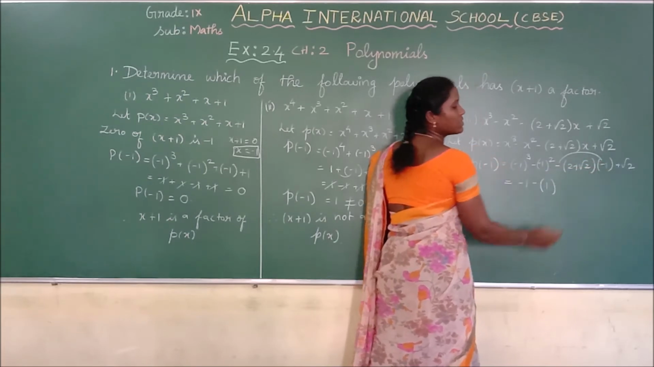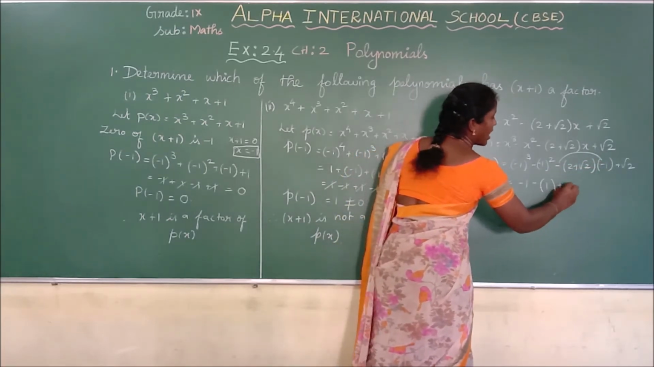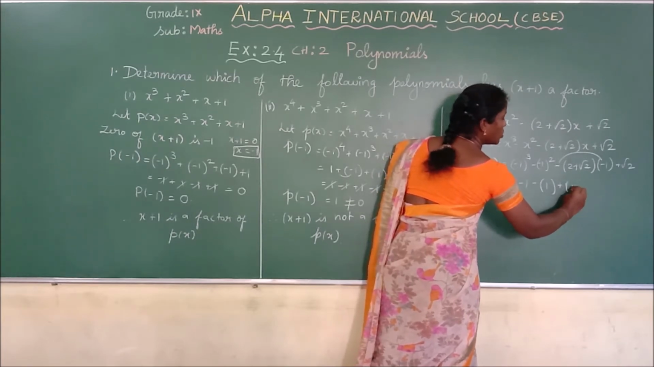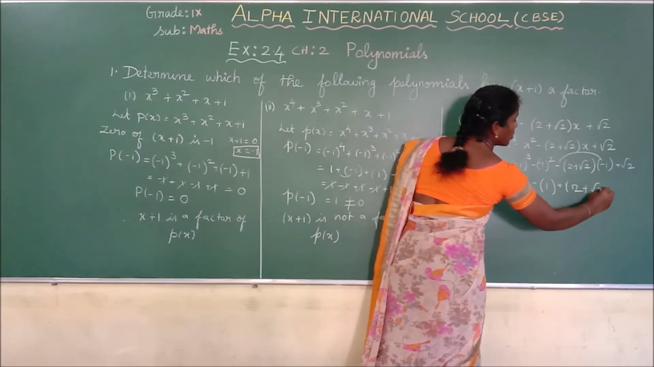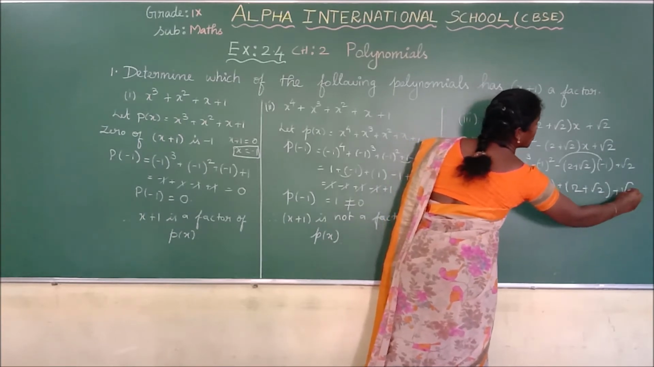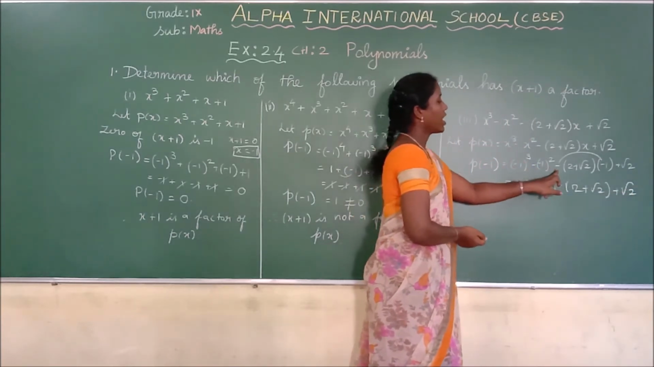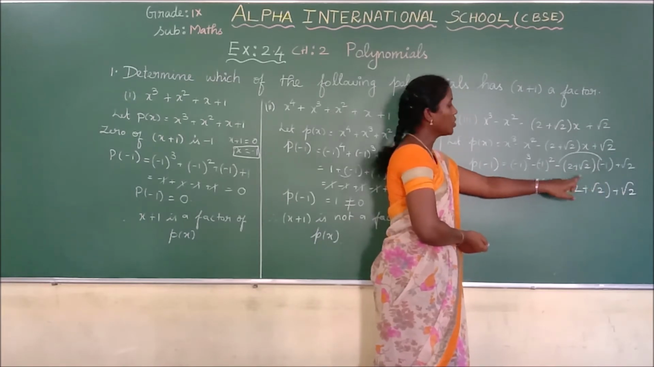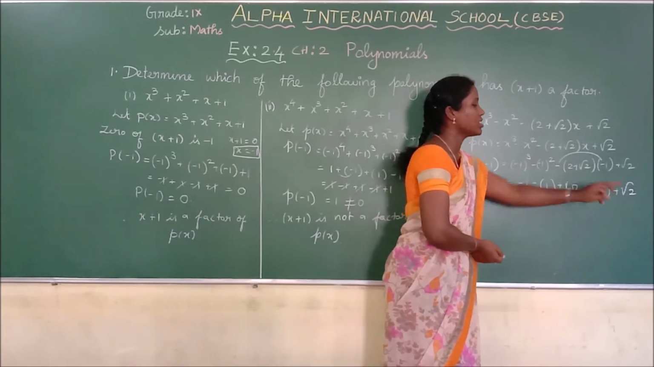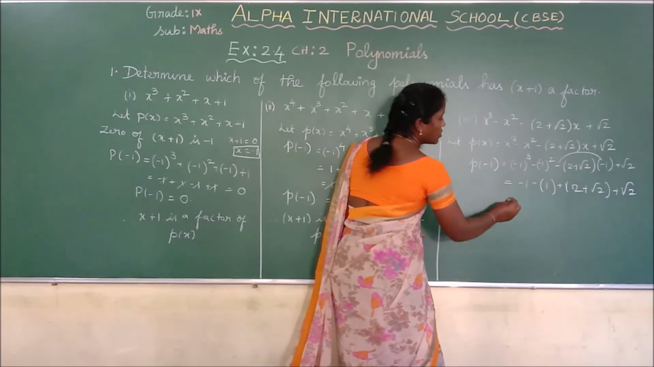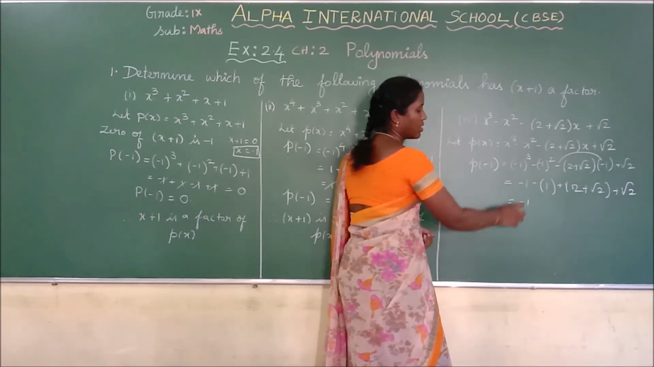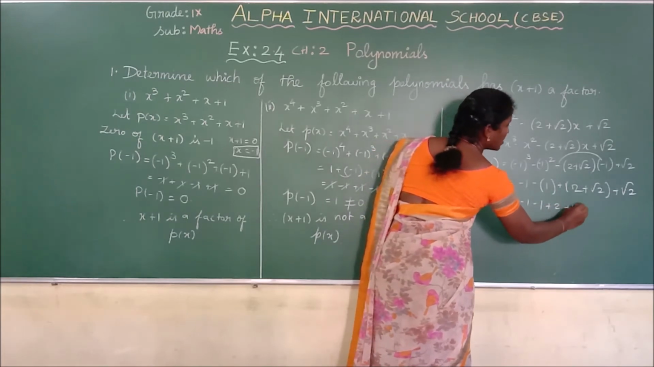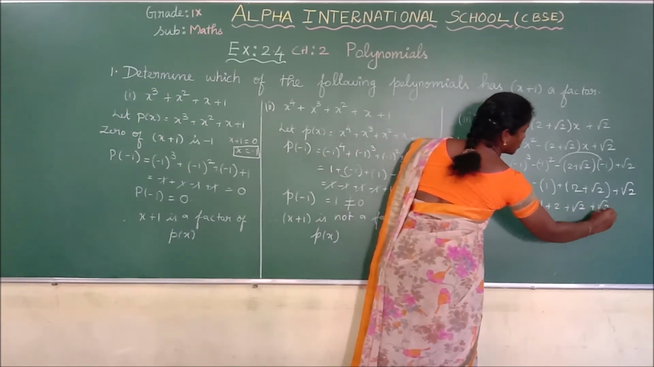So minus into minus will become plus. And 1 into any number is the same number. So 2 plus root 2 plus root 2. Here we have multiplied the sign, and 1 into any number is the same number only. So 2 plus root 2 plus the constant number root 2. Now solve it. Minus 1 again minus 1 plus 2 plus root 2 plus root 2.